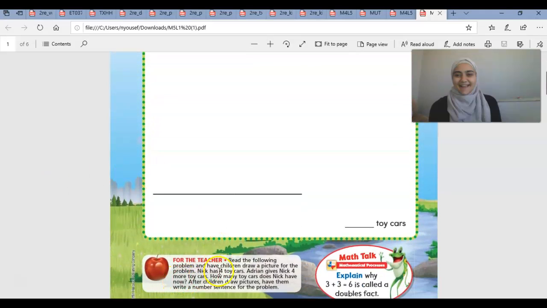It says, Nick has 4 toy cars. Adrian gives Nick 4 more toy cars. How many toy cars does Nick have now? After children draw pictures, have them write a number sentence for the problem. So we're kind of jumping into algebra.